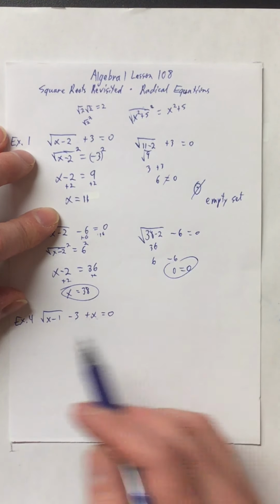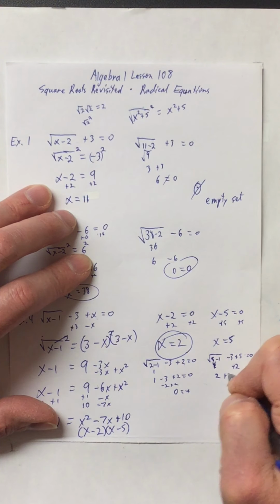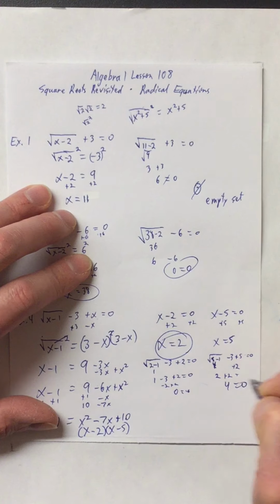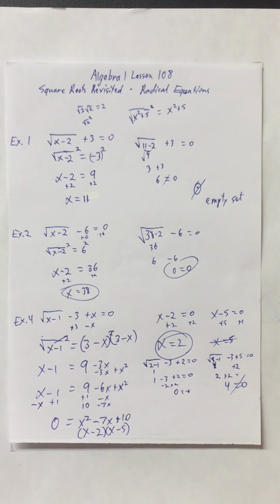Let's look at the 5. We have the square root of 5 minus 1 minus 3 plus 5 equals 0. All right, let's combine these now. Negative 3 plus 5 is 2. All right, 5 minus 1 gives me 4. Square root of 4 is 2. 2 plus 2 equals 4, and 4 does not equal 0. That one does not work. So my only answer for example 4 is positive 2.